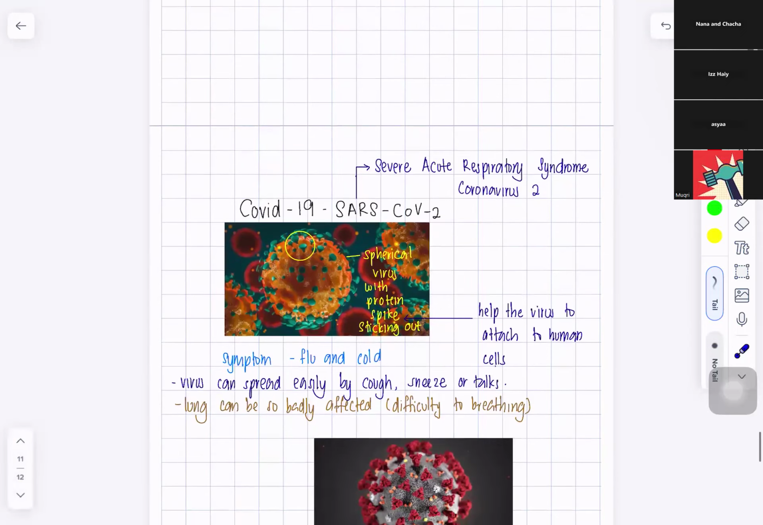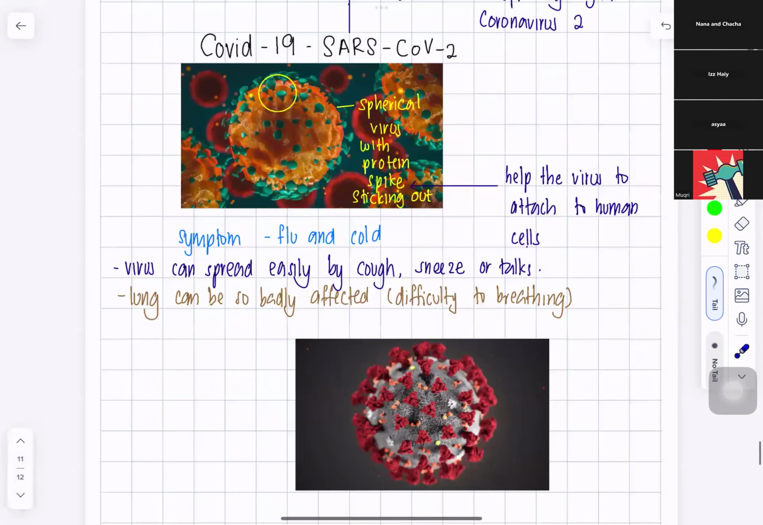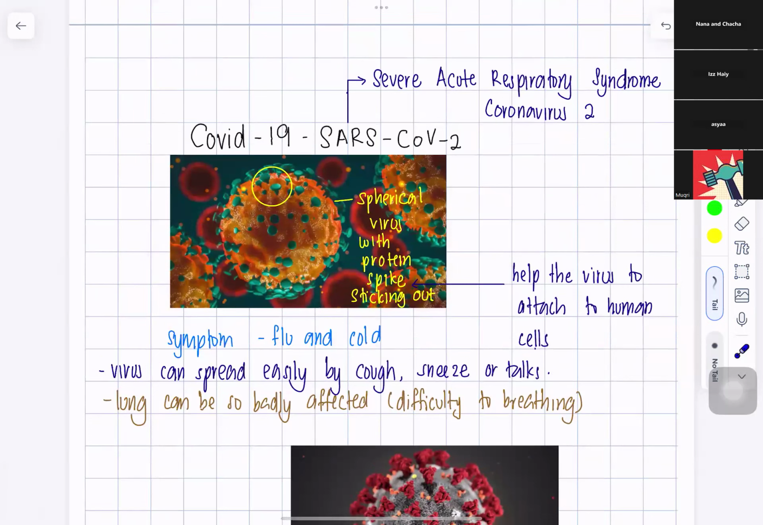Okay, now the last. COVID-19 here. It's SARS-CoV-2, severe acute respiratory syndrome coronavirus 2. And then the symptoms are flu and cold. It is a spherical virus with protein spikes. This is a protein spike here, sticking out. This helps the virus to attach to the human cell.